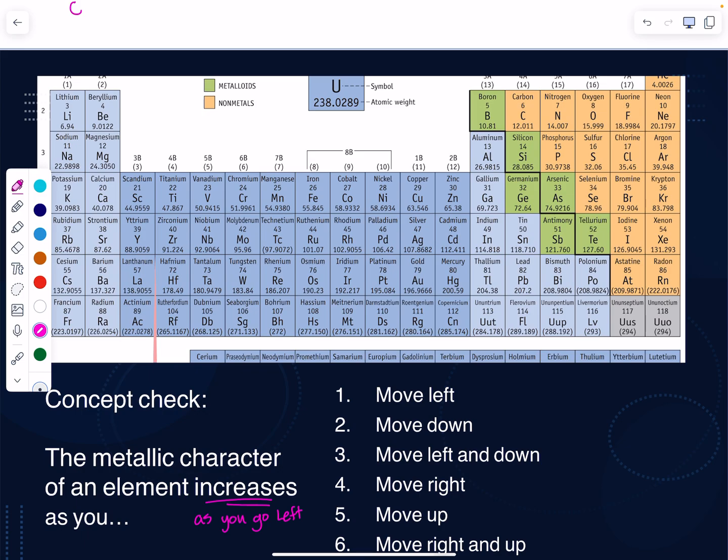Now let's think about top down. For this, we have to look at a particular region of the periodic table where we actually see colors change as you go up or down. So where are we going to be looking: the left-hand side, the middle, or the right-hand side? We're going to look at the right, this region right here. If we're thinking about metallic character increasing, would we say it increases as you go top down or bottom up?